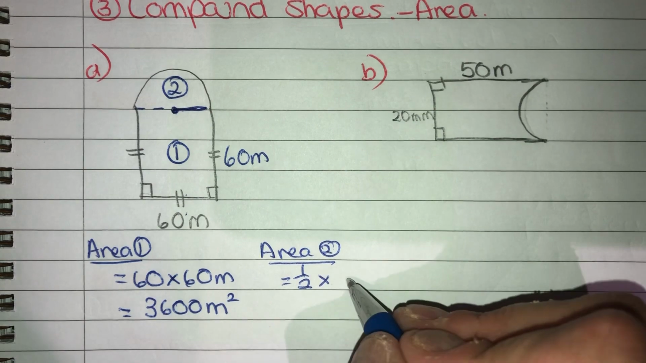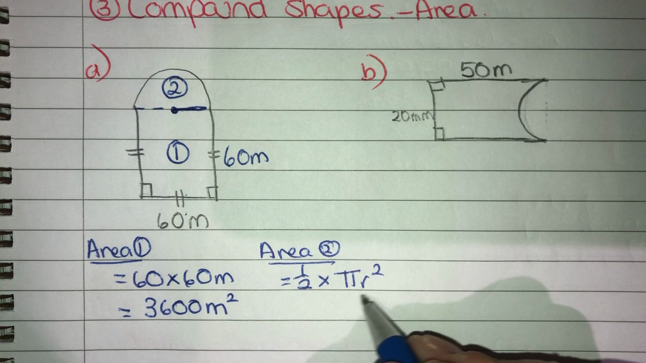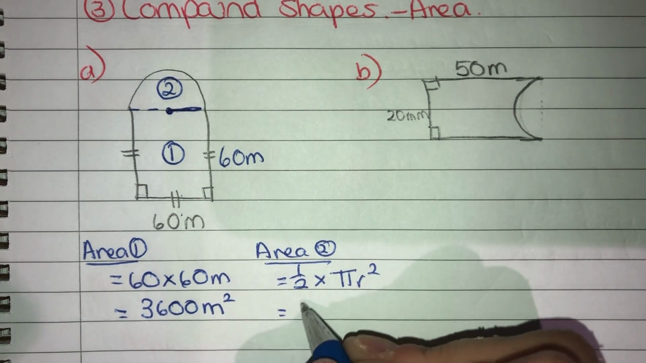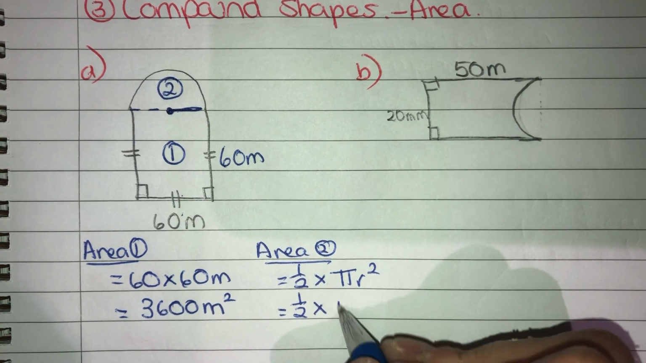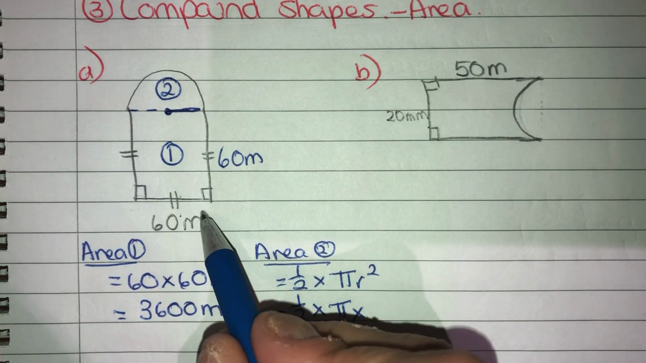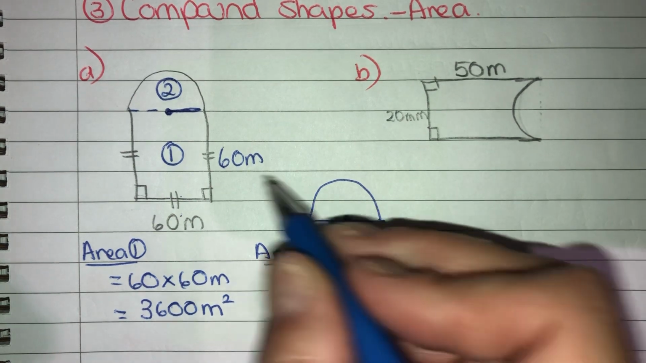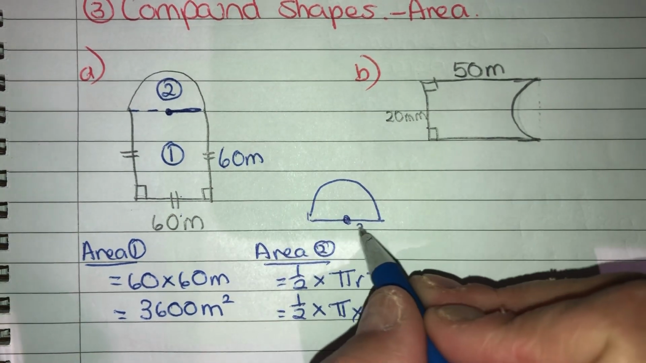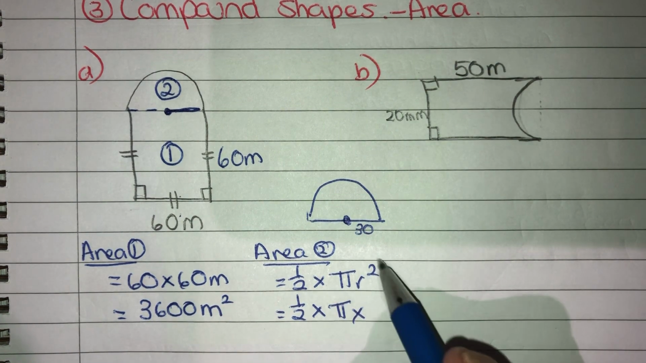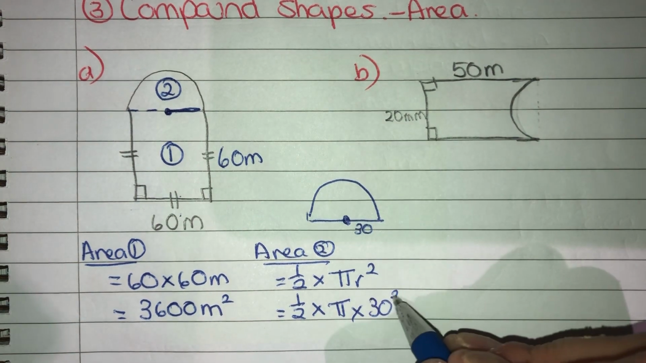So we're going to do half times the circle. And a circle is pi r squared. So this is full circle, and this is half a circle. So we're going to have a half times pi times, in this case, if this is radius here, 60, then what is this half a circle? If the whole line is 60, this must be 30. So we're going to have half times a full circle. Half times pi times 30 squared.